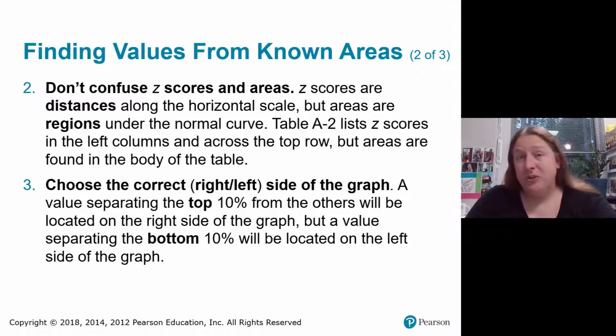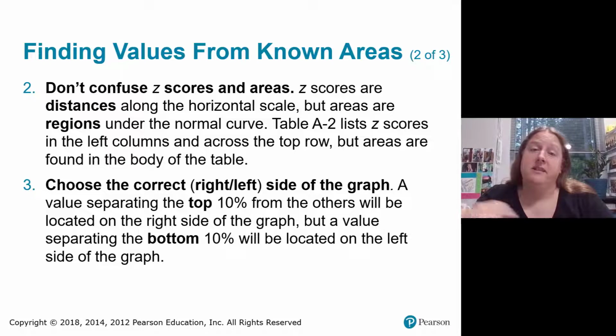Again, be careful, don't confuse z-scores and areas. Z-scores are those labels on the horizontal axis. Areas are the area underneath the graph. And so we'll use table A2 to get our z-score by using that area. The areas are in the body of the table, and the z-scores are the labels on the columns and the rows.